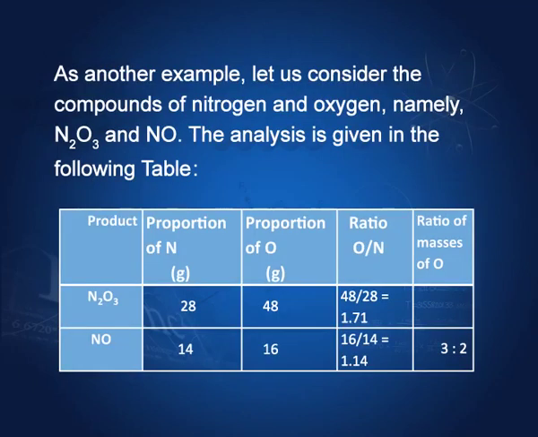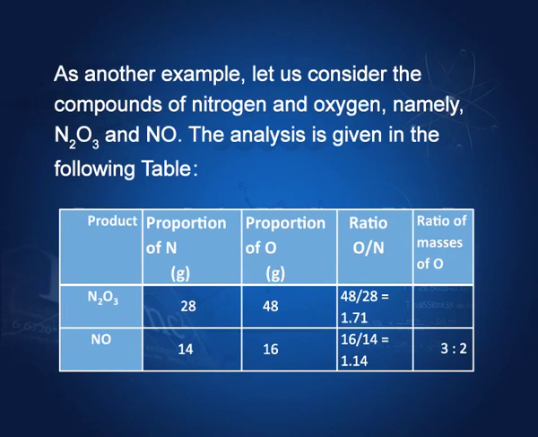Let us take another example just to make sure that this is all right. Let us take N2O3 and NO. The proportion of N is given, the proportion of O is given, and you can see that for a given proportion of N, the ratio of O to N is 1.71 and 1.14. And you can see they are in the ratio of 3 to 2. 0.57 times 3 is 1.71, and 0.57 into 2 is 1.14. So they are in the ratio of 3 to 2. Again, a simple ratio, simple multiples of one another. This might break down in certain cases. Again, those cases probably were not known at that time.